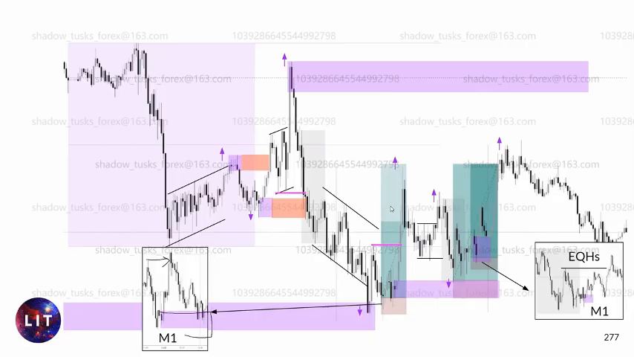That's such an awful drawing. Price comes back down, mitigates this. In actuality, I'd probably take it like this. As I said, I always like to take the demand candles, or if I'm selling, the supply candles. So I'll probably take it like that.